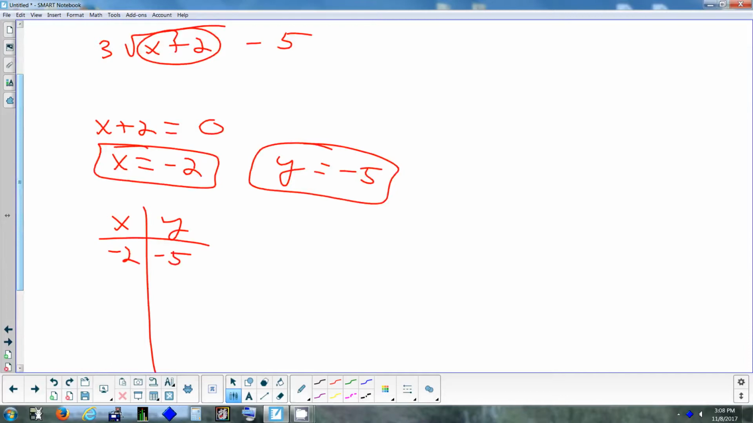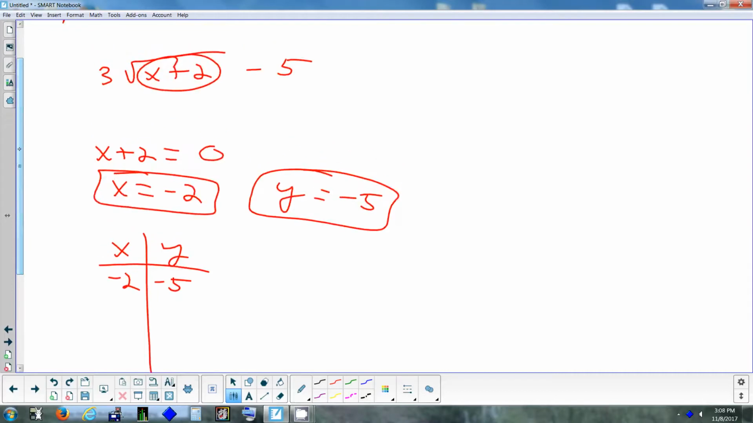Now from there we have to decide, do we pick values that are bigger than negative 2 for x, or do we pick values that are smaller? If we go the wrong way, we're going to get imaginaries. So Tessa, what do you think here? Would I pick numbers bigger than negative 2 to plug in for x, or smaller? Yeah, we've got to go bigger, okay? Because if you plug in smaller, like try negative 10, you'd get an imaginary number when you take the square root of a negative.